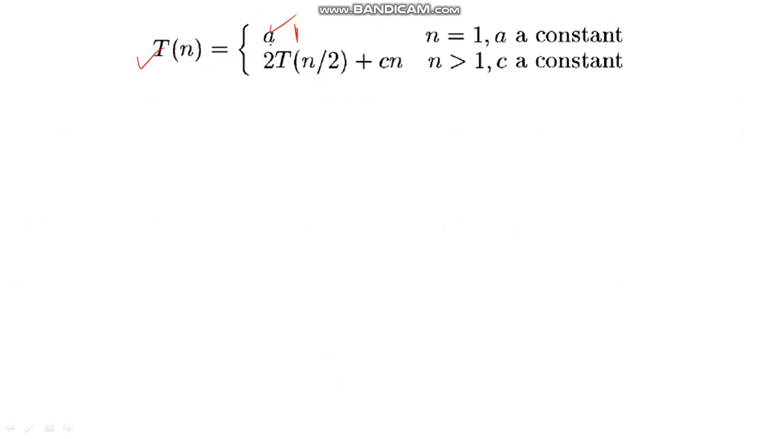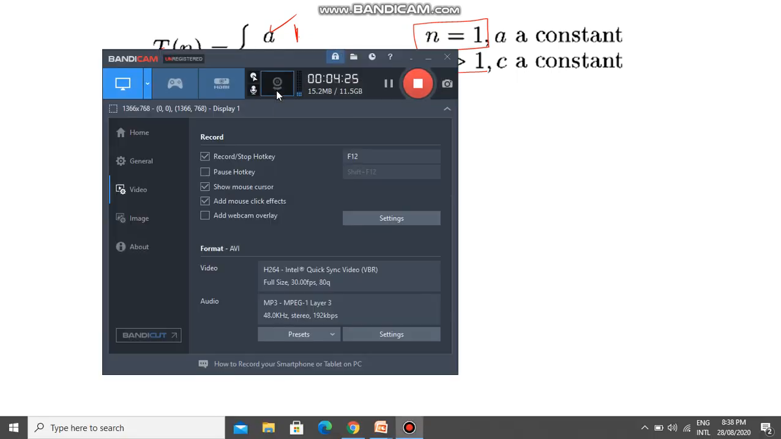So T(n) is equal to A when n is equal to 1. There is only one element in the array. And it is 2 into T(n/2) plus Cn whenever the number of elements is higher than 1. So this is the time complexity equation to be solved. We need to solve this particular equation to get the time complexity of the merge sort algorithm. So let us go ahead and try to solve this equation to get the time complexity of our algorithm.